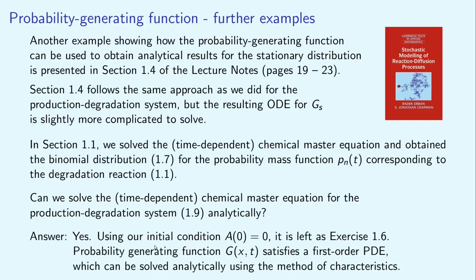Using our initial condition A0 equal to 0, it is left as exercise 1.6. To solve it, you can use the chemical master equation to show that the time-dependent probability generating function G(x,t) satisfies a first-order partial differential equation, which can be solved analytically using the method of characteristics.